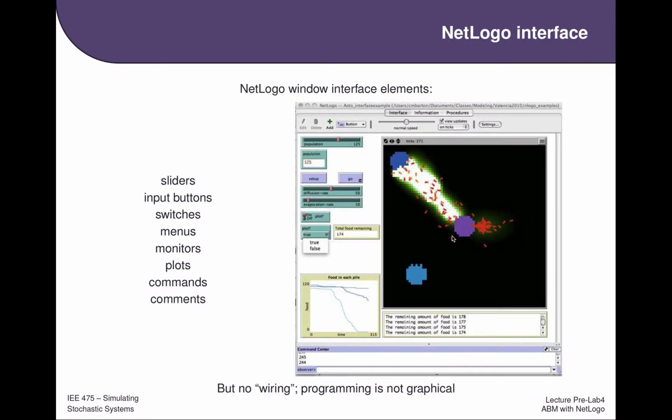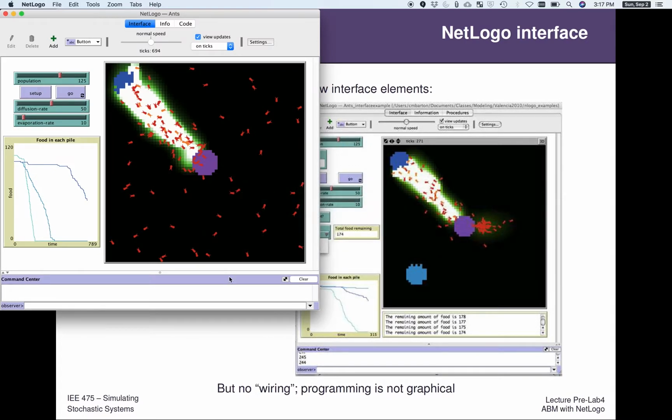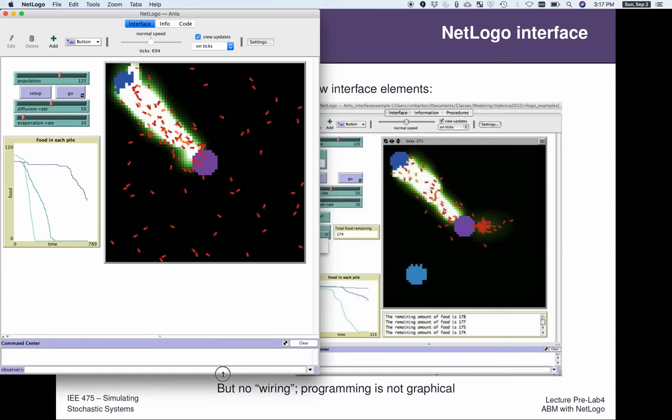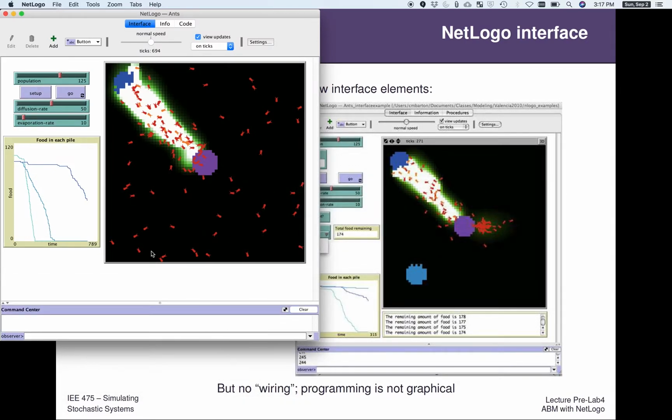So let's look at the interface here. If I'm looking at this ants model, I see that right on the main interface, where this little interface tab is, I've got sliders, input buttons, switches, menus, monitors, plots, commands, and comments. And so those are all the things that I can sort of see. So I can switch back to this NetLogo model here, and you can see these. This is a slightly different implementation of the ants model. So here they have a couple other things that they've included, but in this newer version they've taken out.